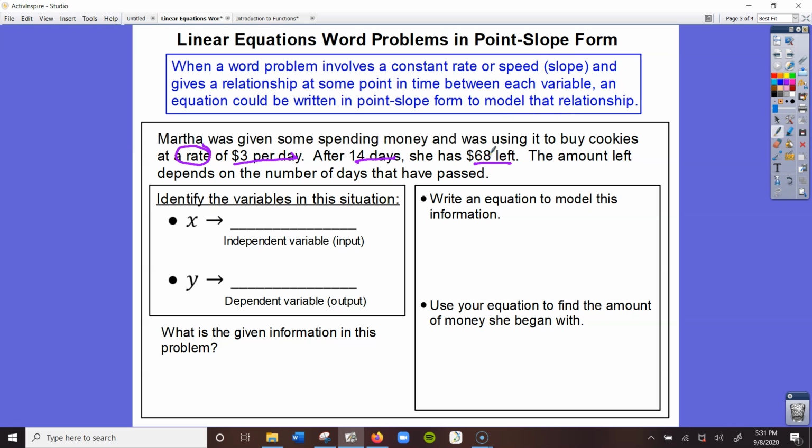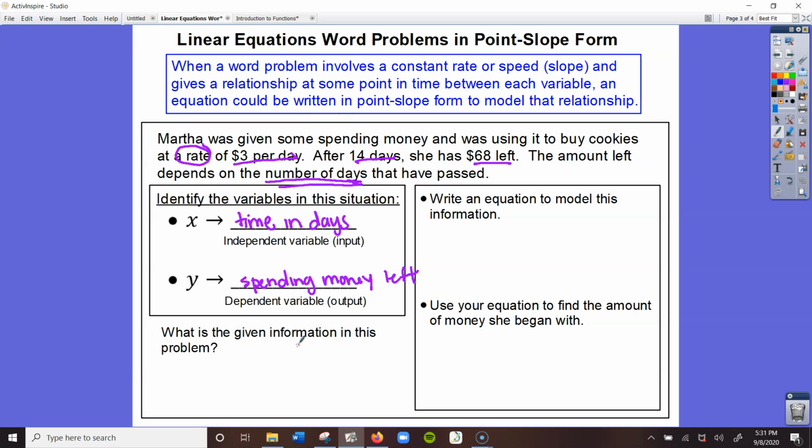Since it says the amount left depends on, that means that the number of days is our independent variable. So x will represent our time in days. And since the amount of money left depends on that, that's going to be your dependent variable. So the dependent variable will be the spending money that she will have left.